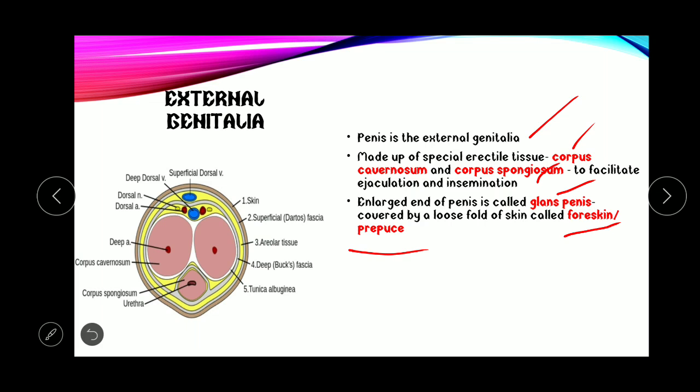So in this diagram you can see the internal structure, the cross section of the penis. There are a number of veins: superficial dorsal vein, deep dorsal vein, dorsal artery. No need to remember all these things. You can see the skin, superficial dartos fascia, areolar tissue, deep fascia, tunica albuginea, urethra, corpus spongiosum. The main thing you have to remember is the name of the erectile tissue, that is the corpus cavernosum and corpus spongiosum. You can see there are 2 large circles, the corpus cavernosum, and the one small one is the corpus spongiosum.